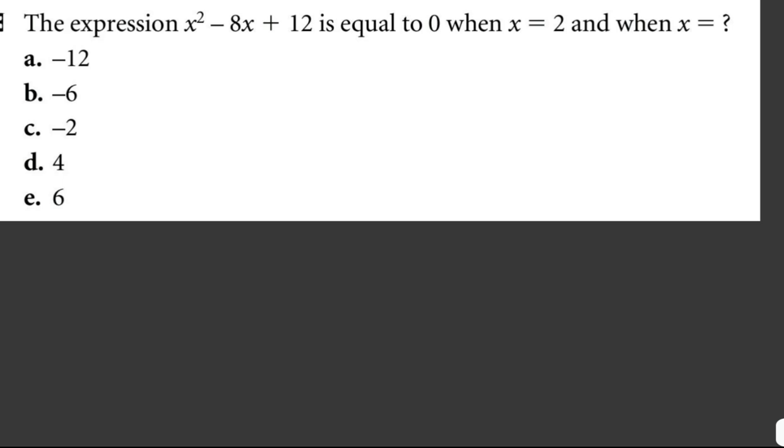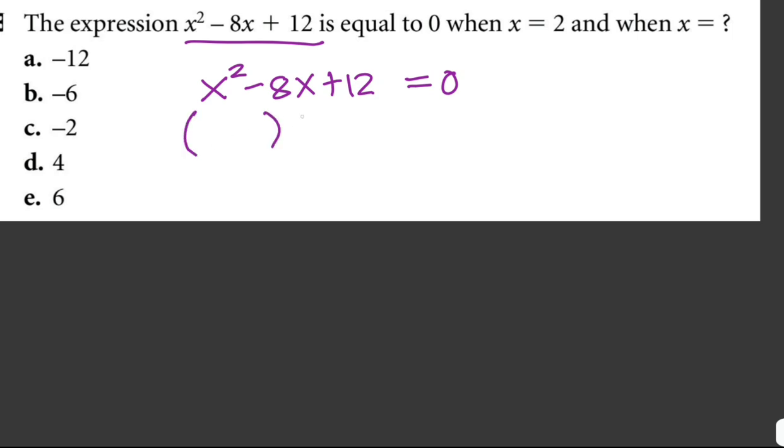The expression x squared minus 8x plus 12 is equal to 0 when x equals 2 and when x equals what? So the first thing we do here, given this expression, is we just have to factor it. And then we set each factor equal to 0. So we have x squared minus 8x plus 12 equals 0. So we have a quadratic equation here. We can factor this.